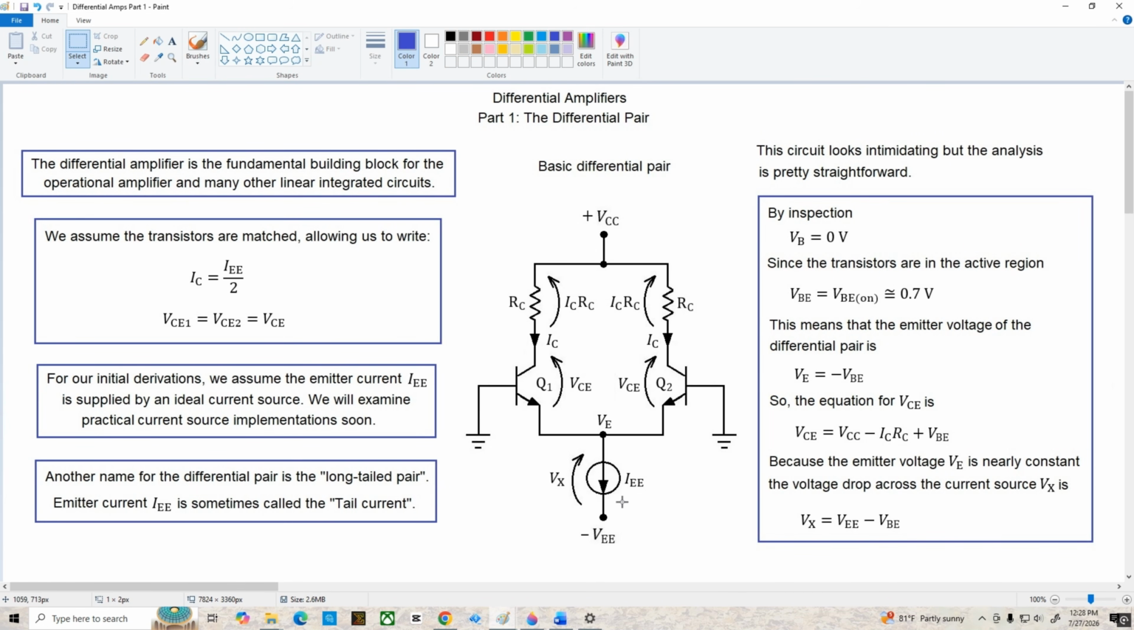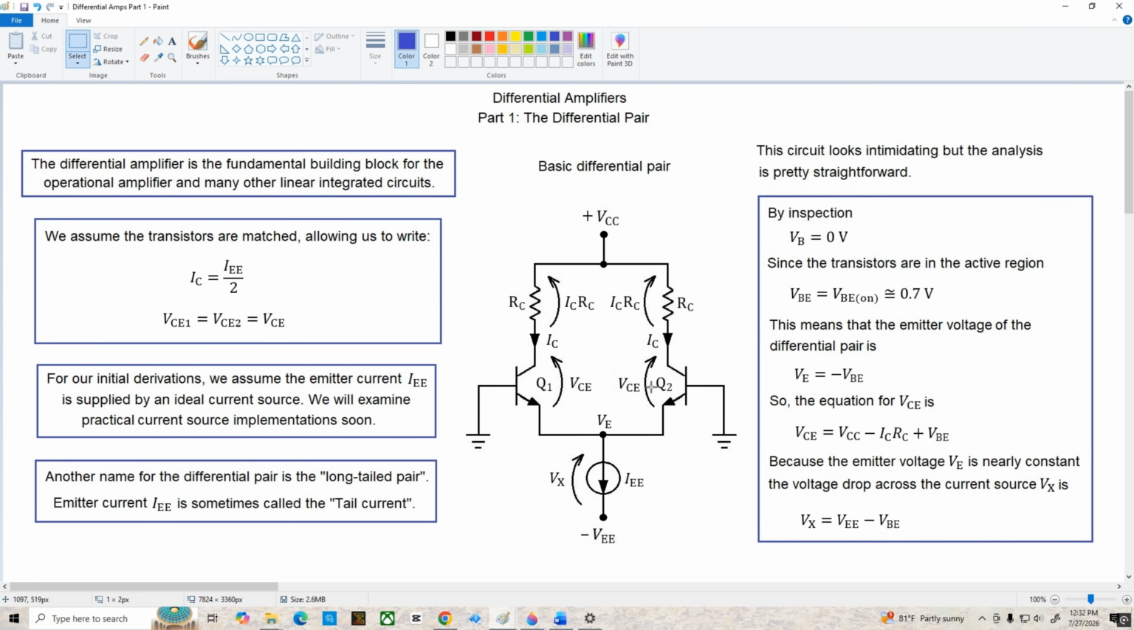Now, the main thing to notice is that the two transistors have their emitters connected together and they're biased up by this current source that I'm labeling I sub EE. For the discussion today, and most of the time actually, we'll assume that this current source is ideal, therefore it has infinite internal resistance. And another assumption we're going to make is that these two transistors are matched, that is, they have identical electrical characteristics.